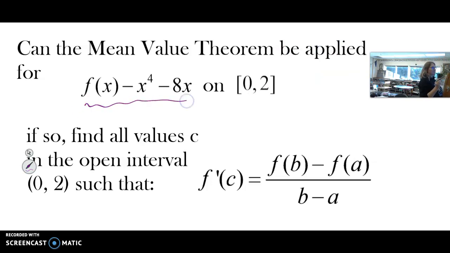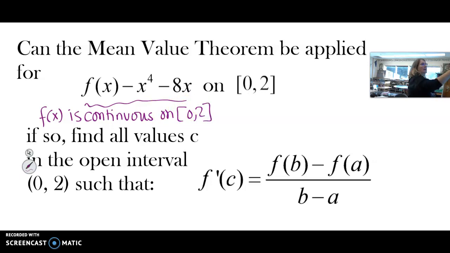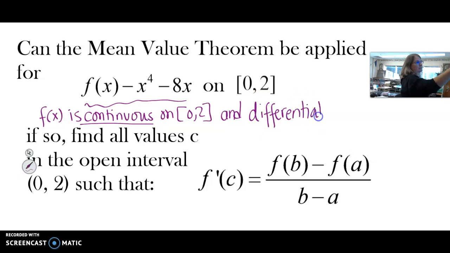So we're looking to see if it can be applied. Then f of x is continuous on the interval from 0 to 2 because it's continuous everywhere, and every polynomial is going to be a smooth curve, and there will be no cusps or corners. We already know that it's continuous, but we also know that it's differentiable everywhere, but in particular for this problem on the open interval from 0 to 2. So it is, the mean value theorem can be applied because these two conditions are met.